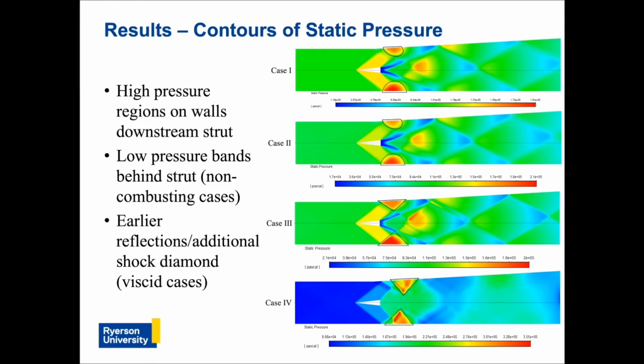Following the initial shock reflections on the top and bottom walls, the static pressure must increase further, creating these large high-pressure regions indicated by the red patches. The lower pressure bands downstream of the strut, located where the expansion waves occur, decrease in static pressure nearing the most downstream part of the expansion wave.